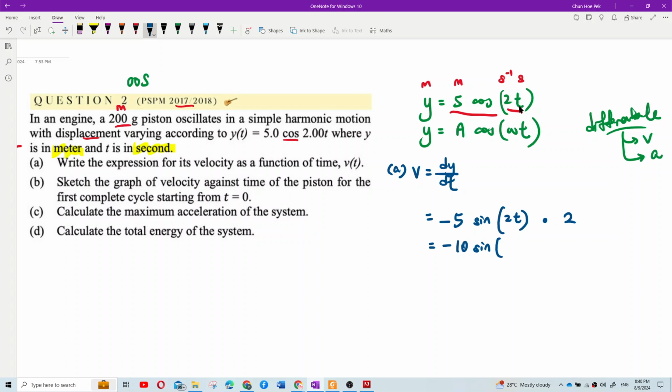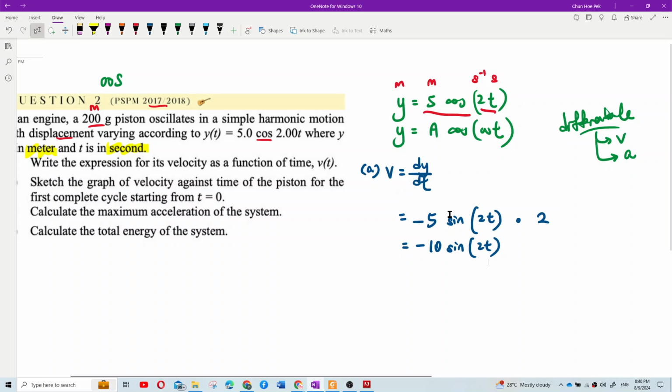Don't want to spend so much time on this. If you tak faham tentang differentiation, you can ask your friend, ask me later. Differentiate cos, you get negative sign. Differentiate 2t, you get 2. I believe you are quite good students from your SPM background, so your mathematics tambahan should be okay. So differentiate cos, you get negative sign, then 2 multiplied to the front, you get negative 10. So that's the formula for velocity.